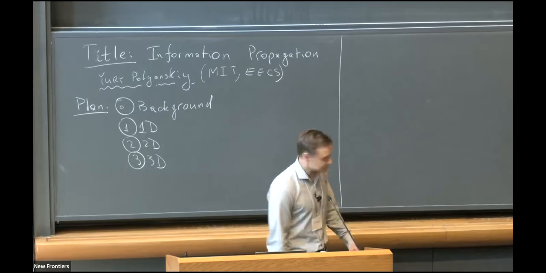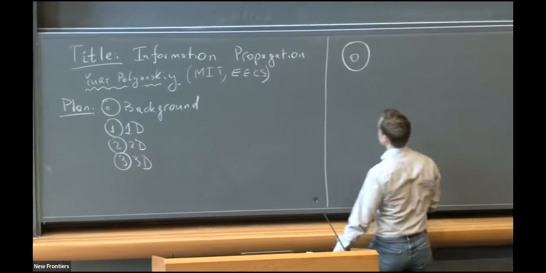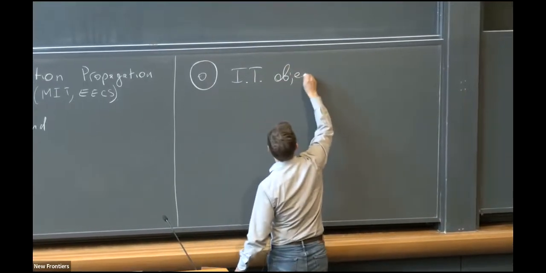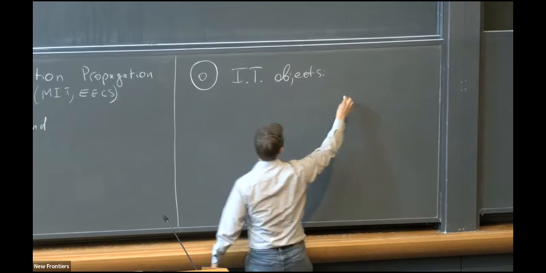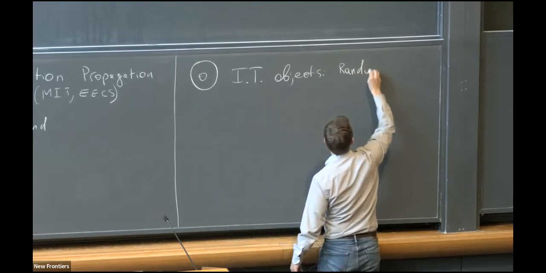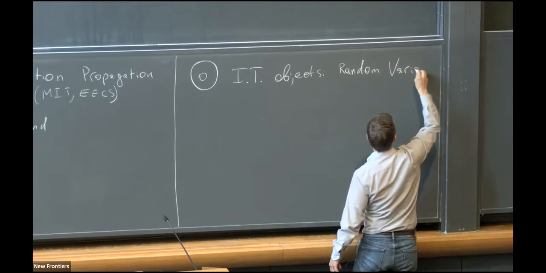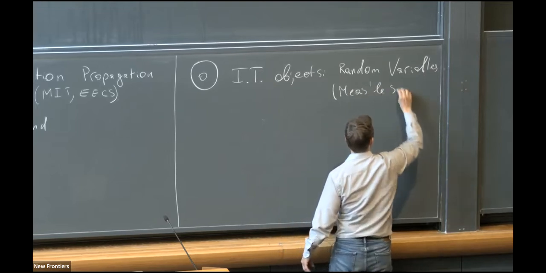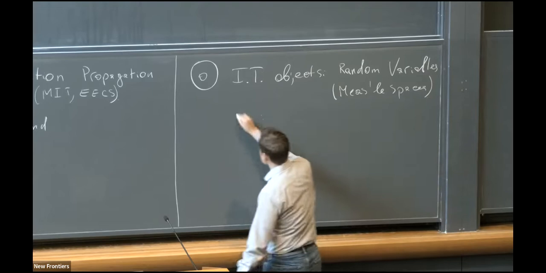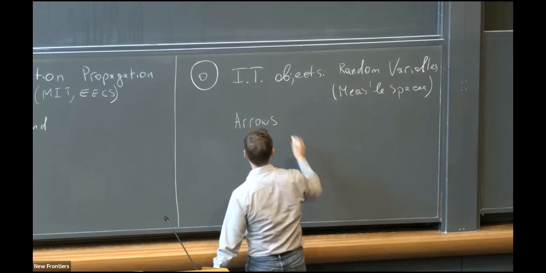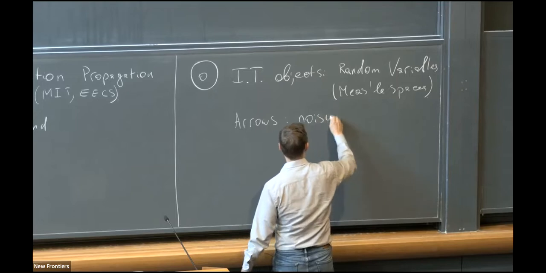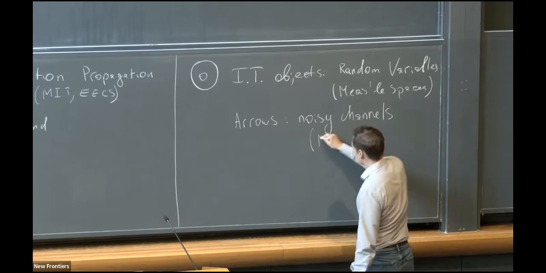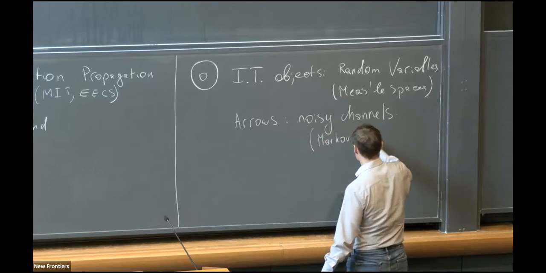Okay, so let me start by mentioning two things which are important for my talk. In information theory, our objects are random variables, or I guess more rigorously, measurable spaces. And the arrows, which I will draw between the objects, are noisy channels. I will explain in a second what I mean exactly. And again, for mathematicians, a noisy channel is the same as a Markov kernel.